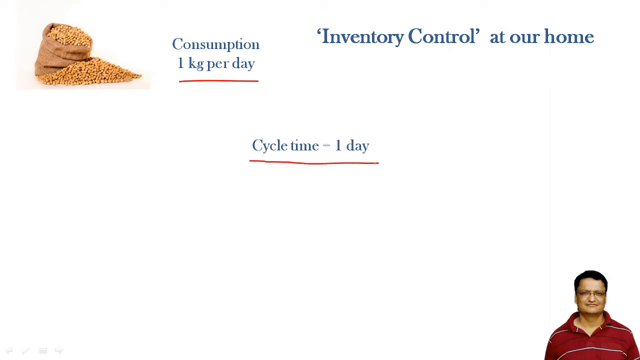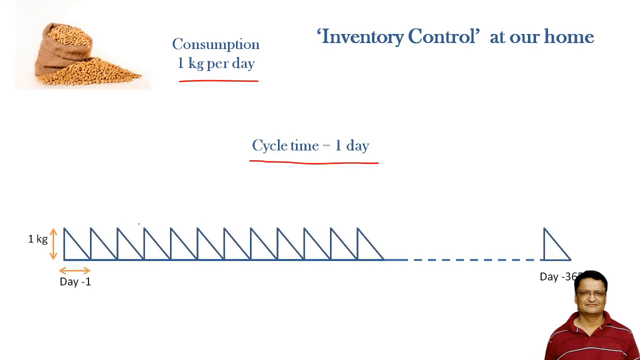So let us see, I have a cycle time of 1 day. What does that mean? I purchase 1 kg of grain every day. I consume that for a complete day, right? And on the second day, I purchase one more 1 kg of grain. So every day this cycle is repeated, so I get a cycle time of 1 day. Now, how many purchases do I need to make? I need to make 365 purchases if we count for a complete 1 year, right? So this is one way to purchase the consumable item required at home.